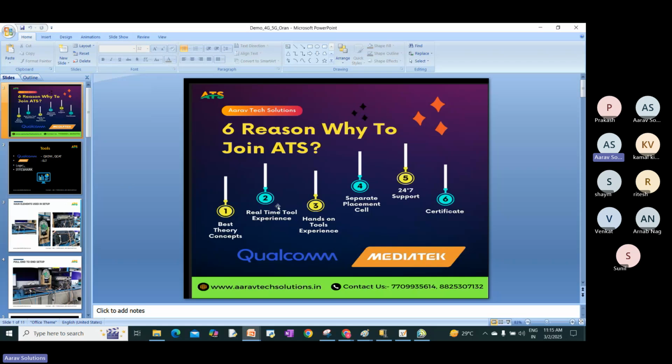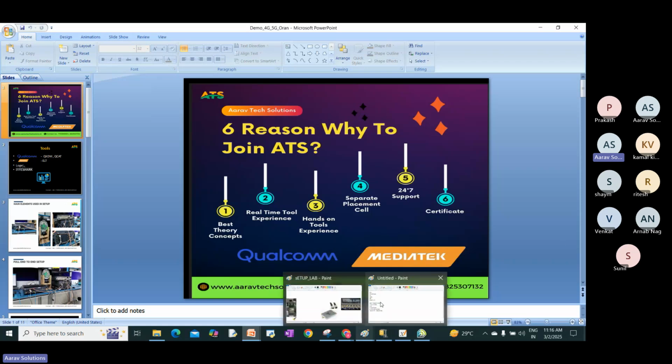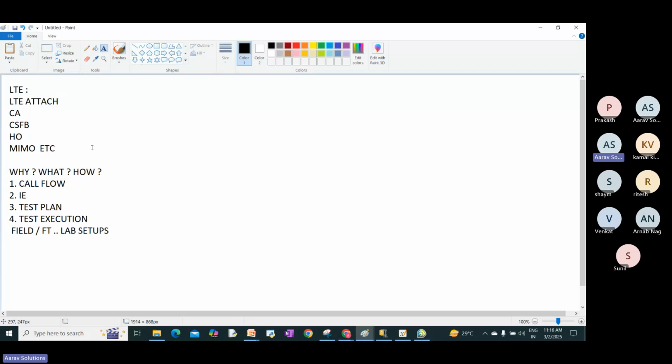Next, we have real-time tool experience. So what do we have in the real-time tool experience? We understood all these concepts thoroughly, but end of the day we have to use the tool, we have to work with the tool, we have to do the analysis with the tool.